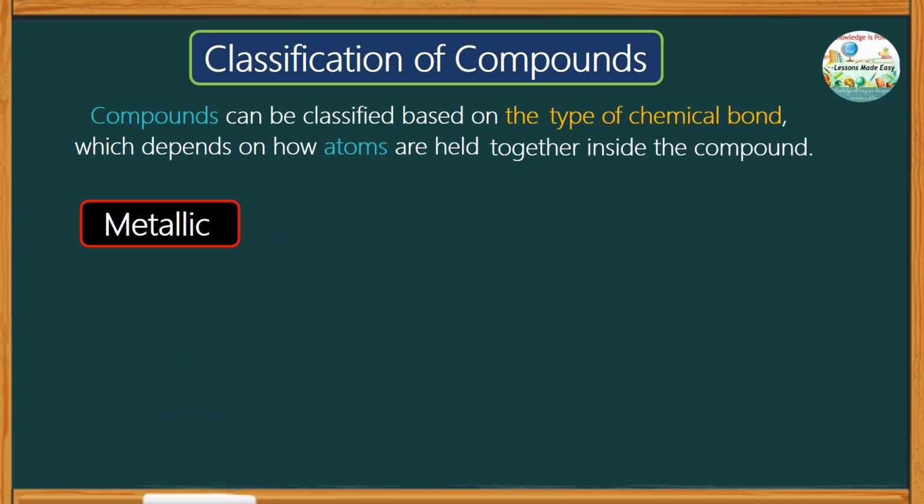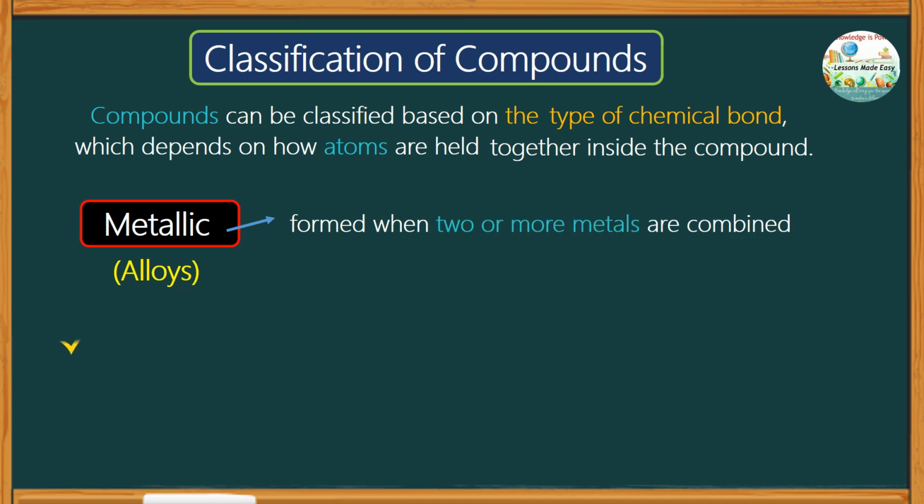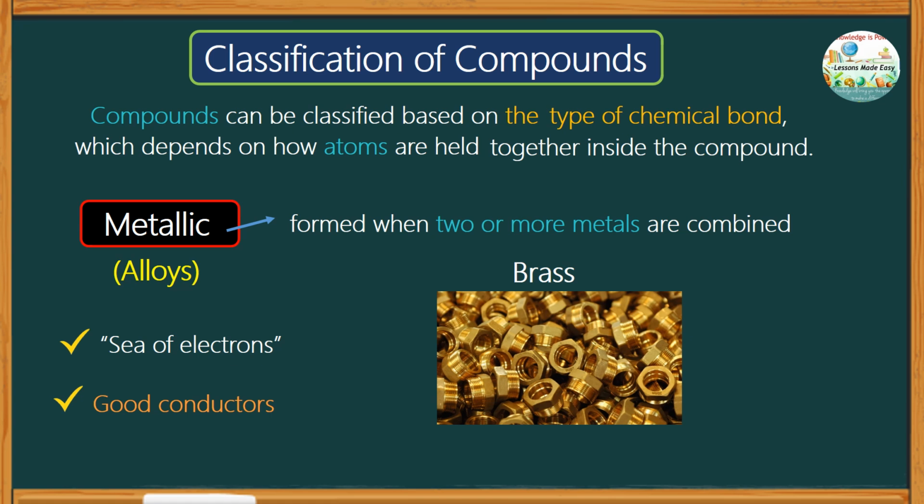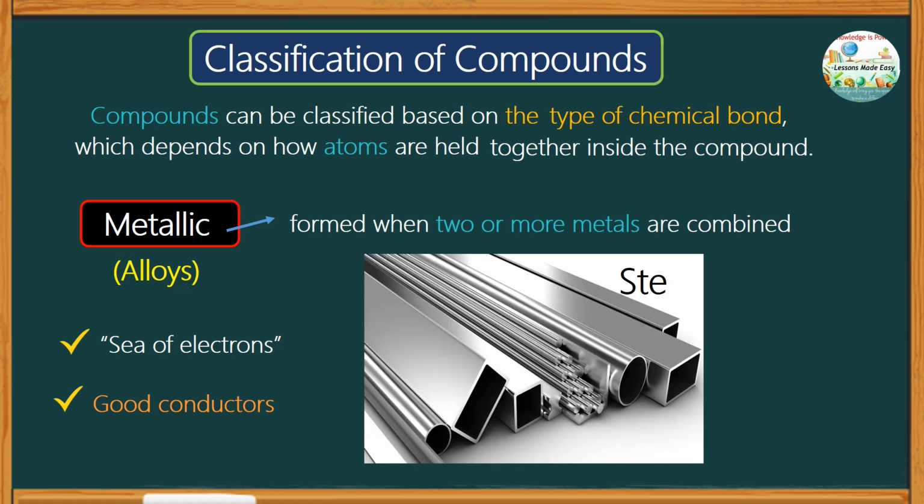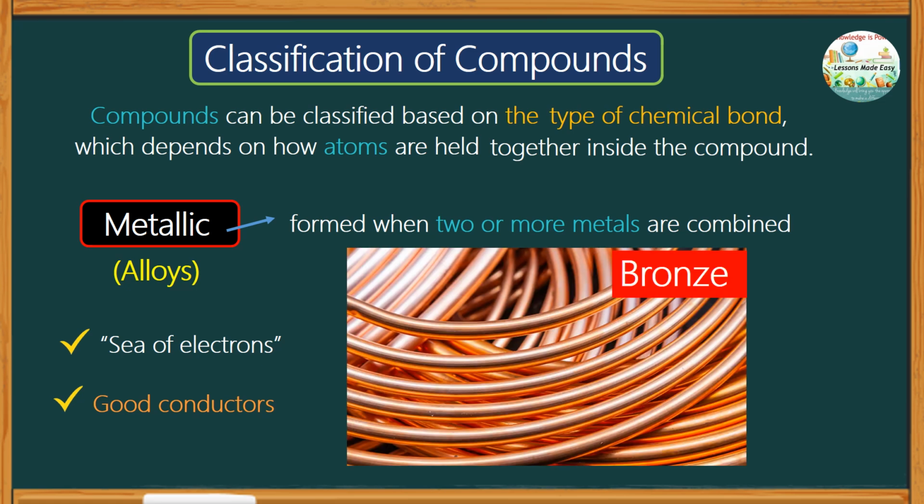Metallic compounds are also known as alloys. They are formed when two or more metals are combined. The atoms share a sea of electrons, making them good conductors. For example, brass is made from a combination of copper and zinc. Steel is made from iron and carbon. Bronze is made from copper and tin.